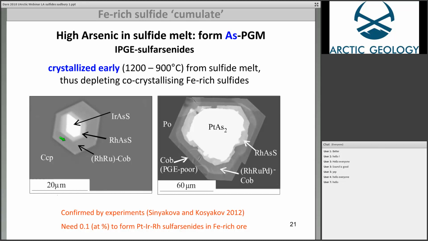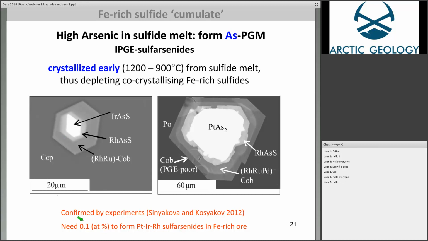Experiments have shown that these type of minerals do crystallize early, around 1,000 degrees. So our model was that they were co-crystallizing with the iron-rich sulfides at around 1,000 degrees, because the arsenic mineral has a high affinity for iridium and rhodium. They depleted the co-crystallizing iron sulfide in just those elements.